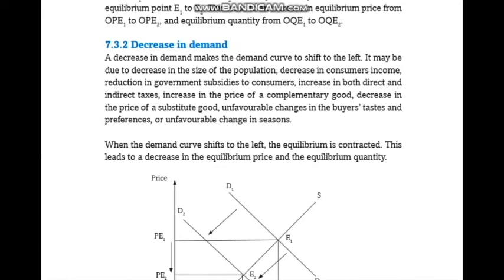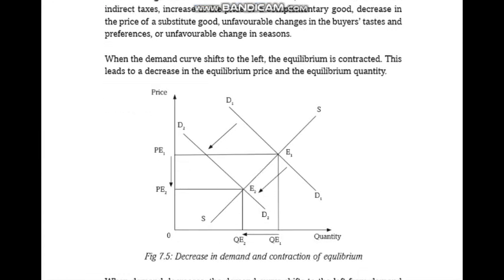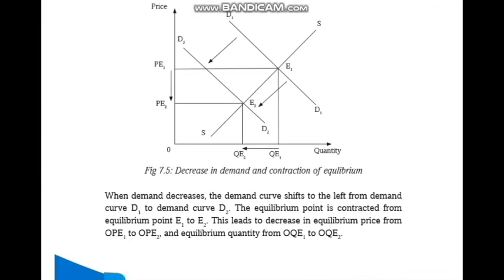The increase in both direct and indirect taxes, increase in the price of complementary good, decrease in the price of substitute good, and favorable change in the buyer's taste and preference, or unfavorable change in seasons. Those are factors that lead to decrease in demand. When the demand curve shifts to the left, the equilibrium is contracted. This leads to a decrease in the equilibrium price and the equilibrium quantity as shown on this graph.